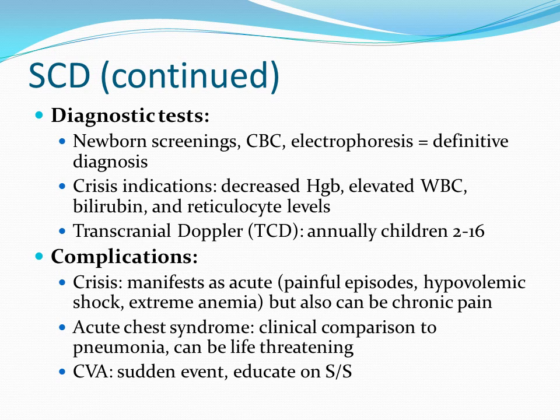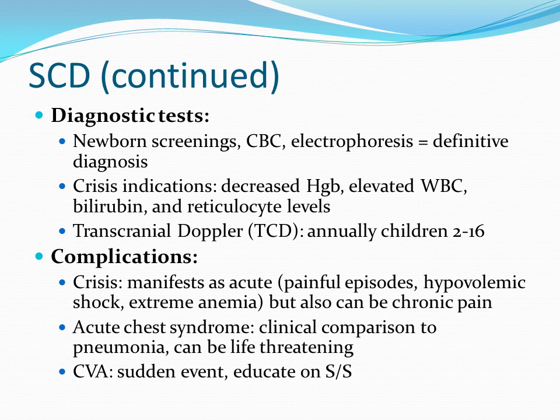We want to talk about some complications of sickle cell disease, the crises, which are vaso-occlusive, aplastic, sequestration, hyperhemolytic. They can manifest as acute painful episodes, as hypovolemic shock, extreme anemia, but can also just be chronic pain. Acute chest syndrome is also a complication of SCD. Clinical comparison is to pneumonia, and it can be life-threatening. You want to assess for chest, back, abdominal pain, fever, cough, tachypnea, dyspnea, retractions in the child, decreased oxygen saturation.